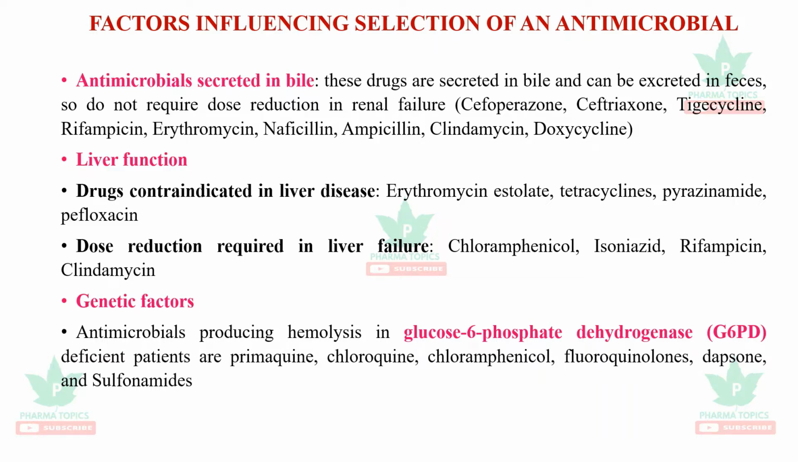In case of liver function, some of the drugs are contraindicated, such as erythromycin, tetracyclines, pyrazinamide, and pefloxacin. Some drugs require dose reduction in liver failure, such as chloramphenicol, isoniazid, rifampicin, and clindamycin. And there are several examples for genetic factors. Antimicrobials that produce hemolysis in glucose 6-phosphate dehydrogenase deficient patients are primaquine, chloroquine, chloramphenicol, fluoroquinolones, dapsone, and sulfonamides.